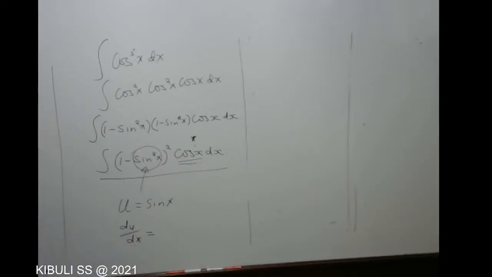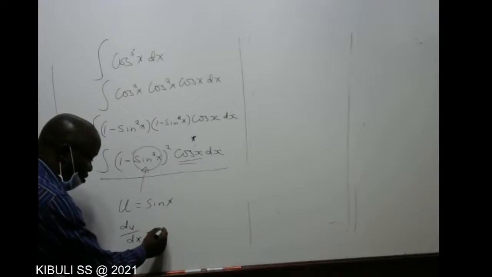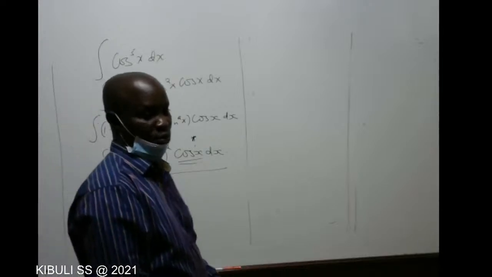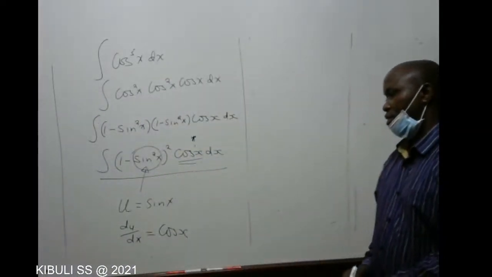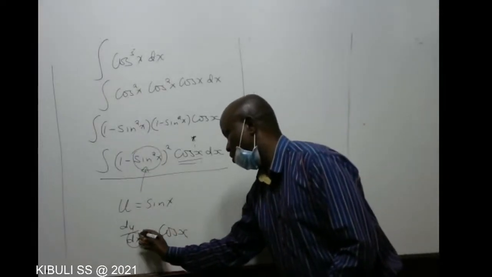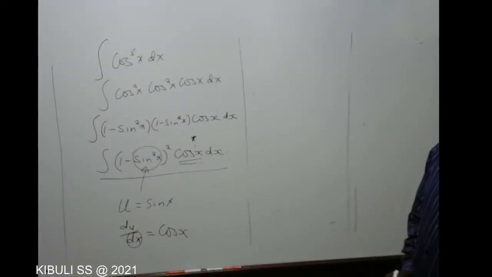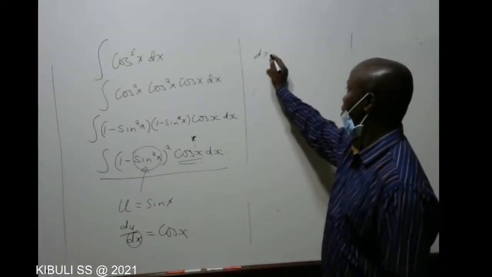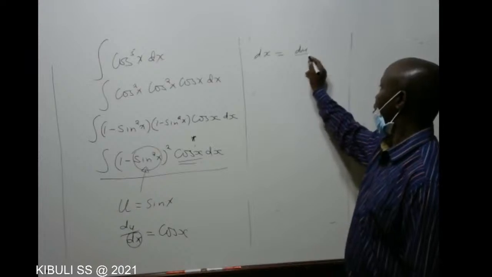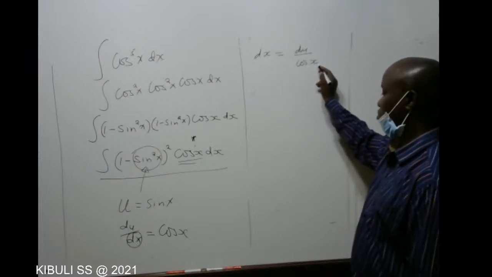And the derivative of sine you have from first principles. Differentiating u, it gives us cos x. Differentiating sin x, you get cos x, which you have from first principles. And therefore, we make dx the subject, from simple arithmetic. You end up with what? du divided by cos x.